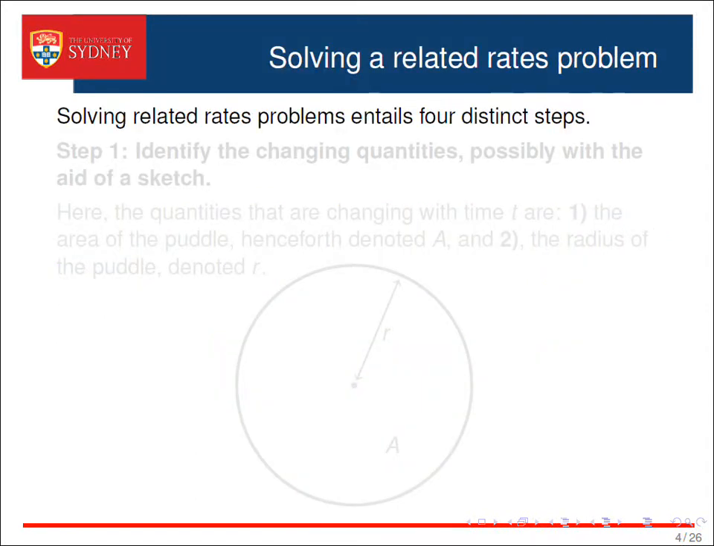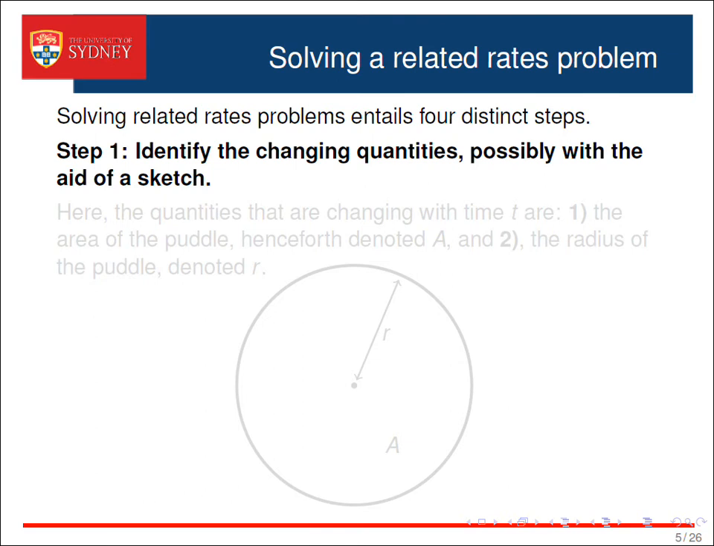So how do we solve problems on related rates? The procedure can be broken down into 4 discrete steps. The first step is to identify the changing quantities, possibly with the aid of a diagram or sketch.